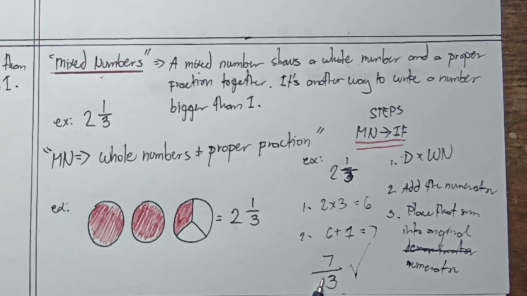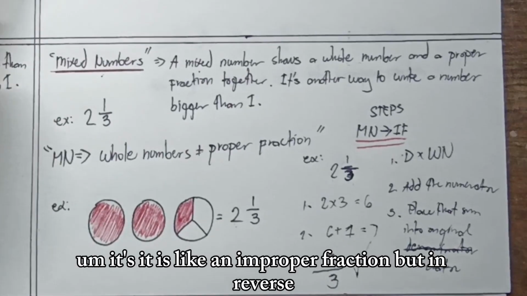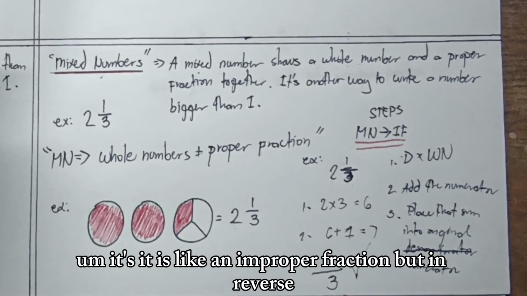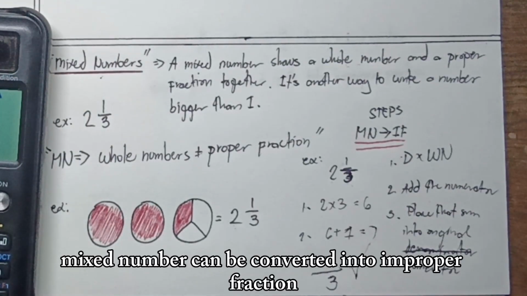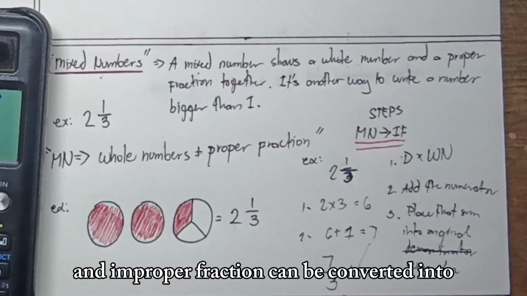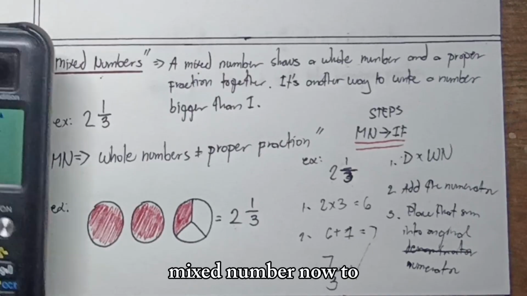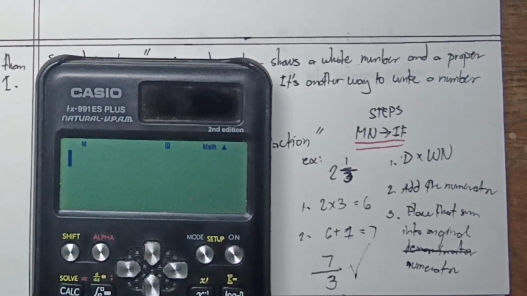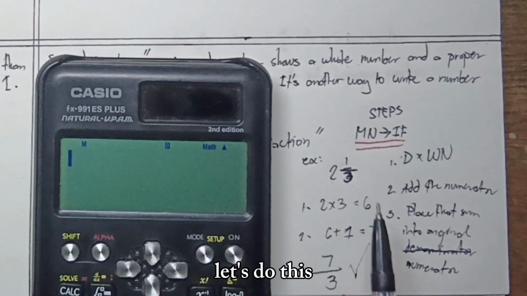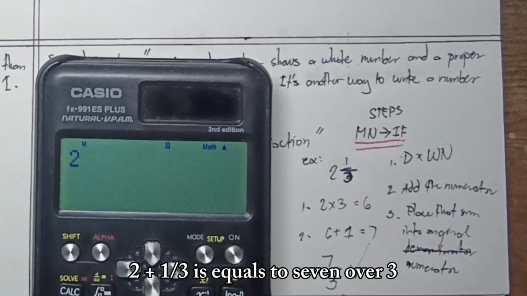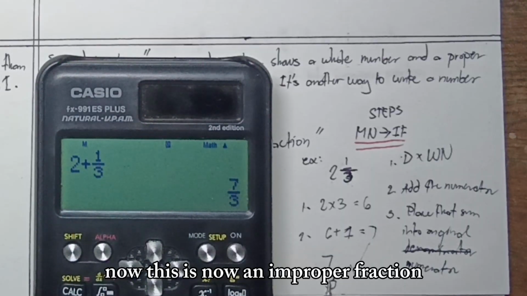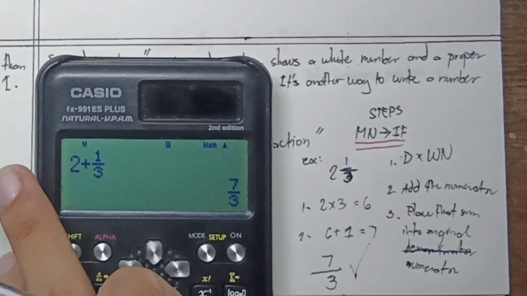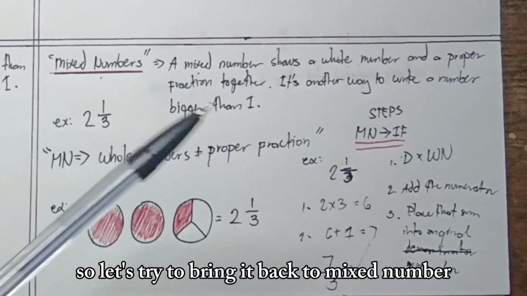So if you notice, it is like the improper fraction conversion in reverse, because a mixed number can be converted into an improper fraction, and an improper fraction can be converted into a mixed number. Now, to make sure this answer is correct, let's check. 2 plus 1/3 is equal to 7 over 3. This is now an improper fraction, so let's try to bring it back to a mixed number.